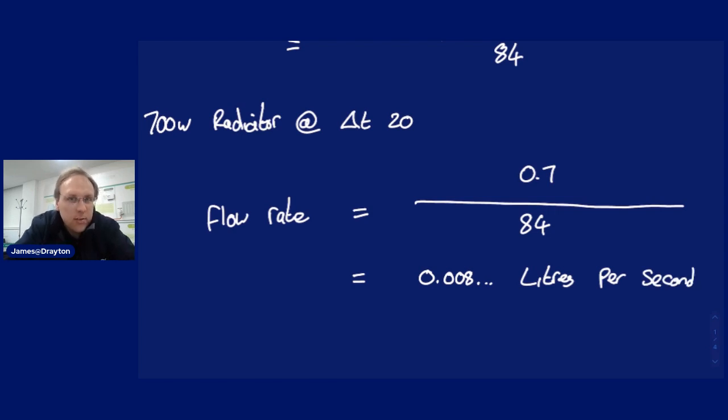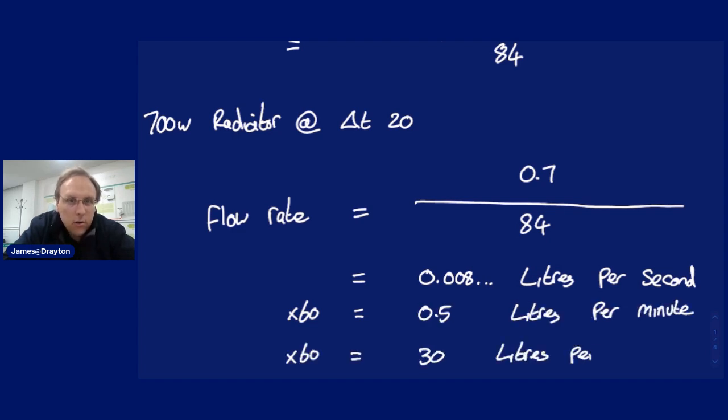Now, obviously, liters per second is not hugely useful to us because none of the increments on the valve show you that. We need to get it into liters per hour. So it's just a case of multiplying by 60 to get into liters per minute, and then multiplying by 60 again, which gets you into liters per hour. So what we're saying here is for a 700 watt radiator with a delta T of 20 degrees, it's 0.7 divided by 84 times 60 times 60, 30 liters per hour. And if you look at the chart on the box or you look at the calculator, it will tell you that that's what you need to set the valve to.